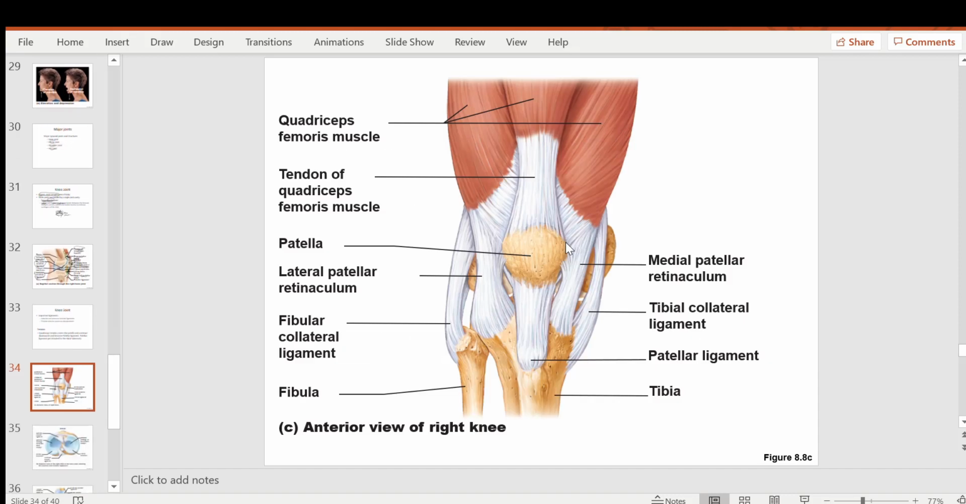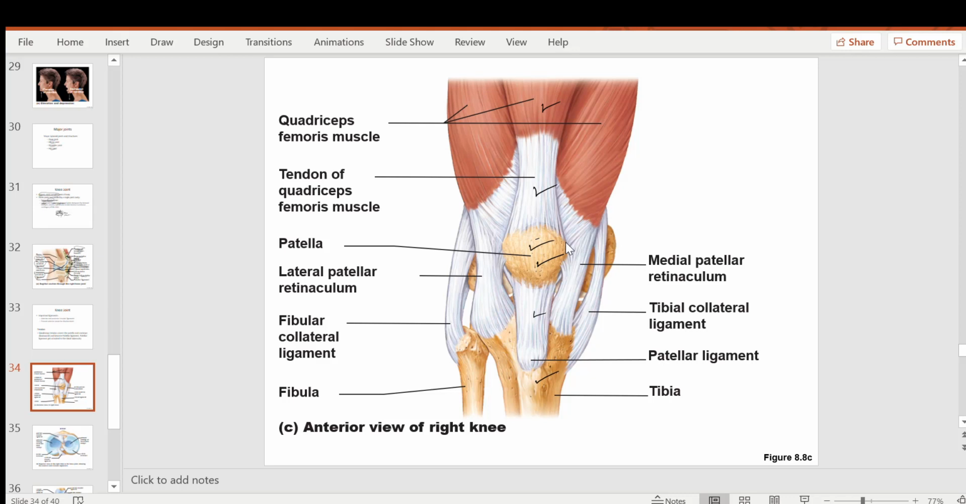Now we'll see the connective tissue structures around the knee joint. We already talked about the tendon of quadriceps femoris muscle above the patella. Why is it a tendon? Because it connects muscle to the bone. And then below the patella you have the patellar ligament. Why is it a ligament? Because it connects bone to bone.